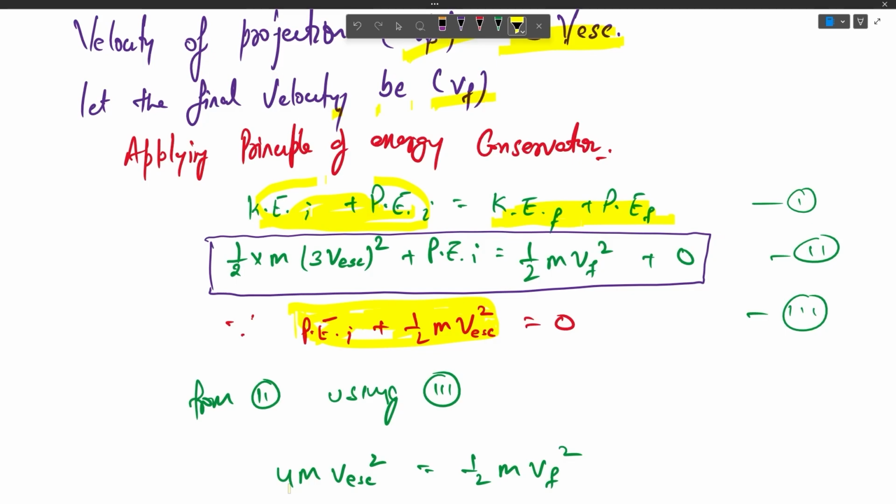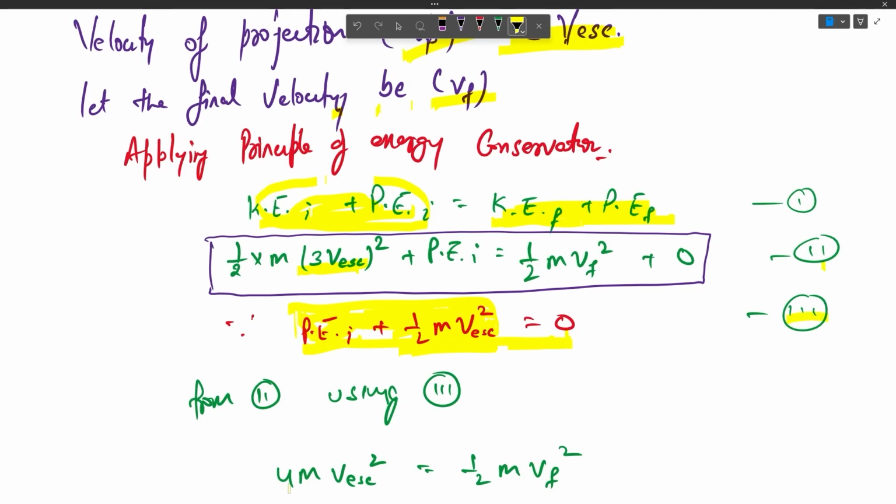Now since its initial velocity is 3 times the velocity of escape, it can be written as half m (3 VESC) squared plus potential energy, that would be equal to half m Vf squared, where Vf is the final velocity, plus 0 potential energy. Since it will not have any effect of gravitational force when it escapes its influence, the potential energy would be 0. Now we know that potential energy initial plus half m VESC square would be equal to 0, as this is the primary condition for escape velocity.